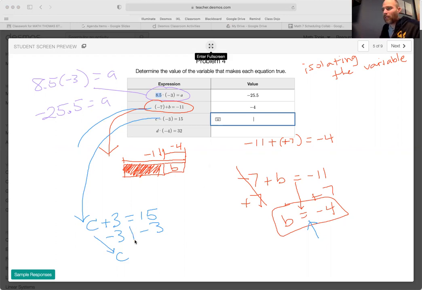I'm going to bring down my equal sign. 15 minus 3 is 12. So the answer here is 12. The solution, I should say. When we're working with equations, it's proper to say solution, not answer.